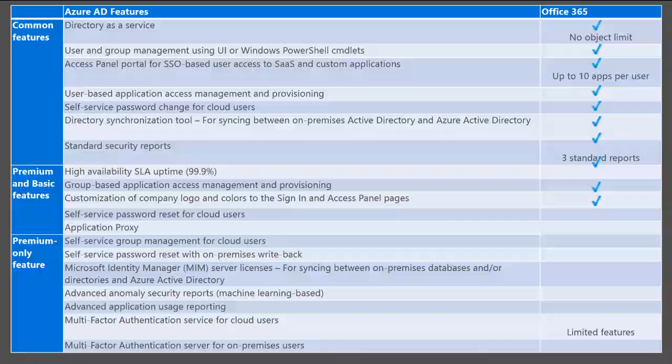So directory as a service, obviously that's what we use. There's that support. User and group management using UI or PowerShell, obviously. Access panel portal for single sign-on for software as a service and custom apps, up to 10 apps per user included as well. I'm not going to read all these, but one thing I do like is the standard security reports. I don't know if you've gone out to Azure AD and looked at the different security reports that we're enabling. There's a great Azure Active Directory blog out there that tracks all the different reporting and authentication reporting that we're starting to turn on for Azure AD.